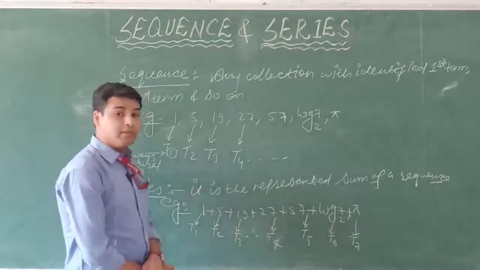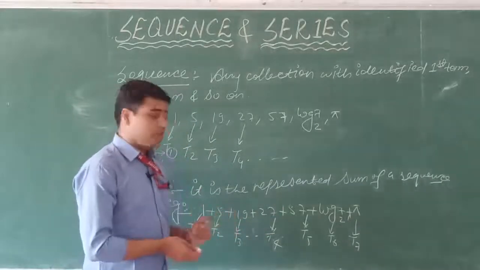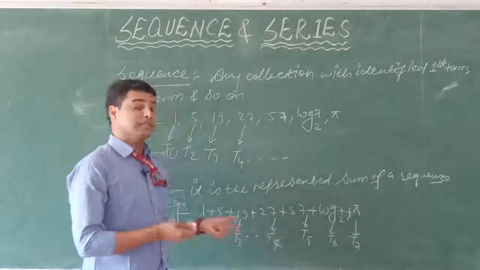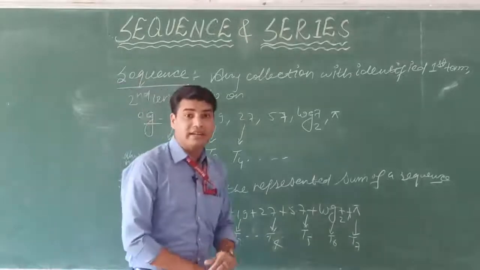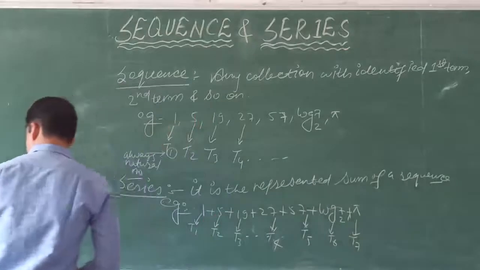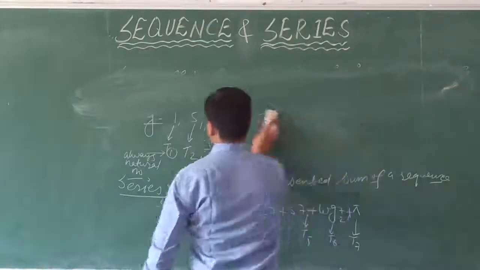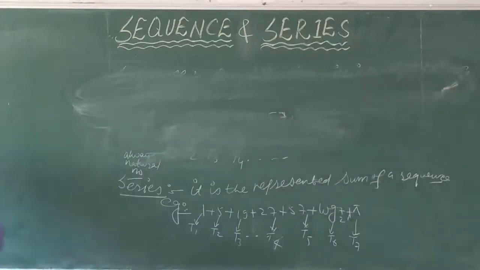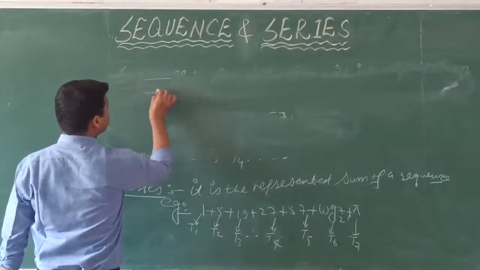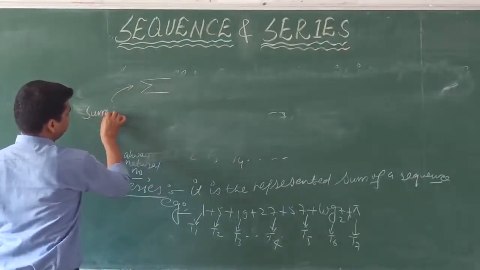But one more thing you need to remember. Here 7 terms are there, so we can easily write T1 plus T2 plus T3 plus T4 plus T5 plus T6 plus T7. But if there are 100 terms or 1000 terms, what will we use? In that case we can't write them out easily. So for that we will use summation. This is called summation.